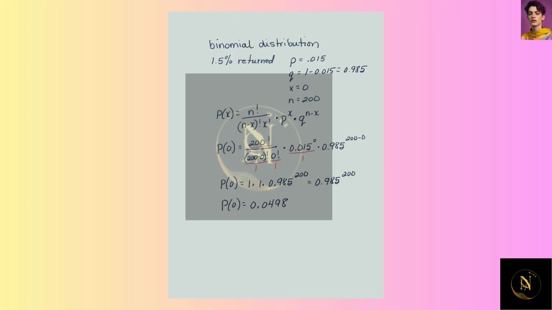0.0498. Now if you wanted to use the TI-83 or TI-84, you could use the binomial PDF function, which asks for the input of n, p, and x. And again, we've already identified those. This would be our 200, this is the 0.015, and this is 0. And this will return the same value that we found with our algebraic computation.